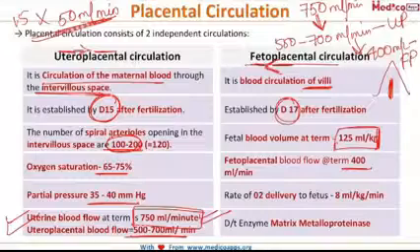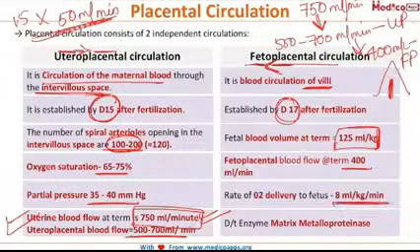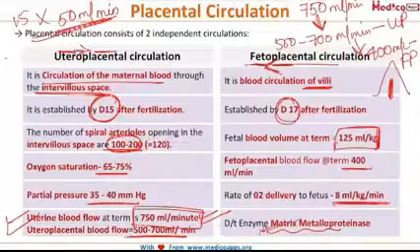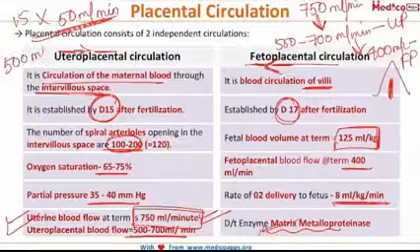Now the next important question is the rate of oxygen delivery to the fetus, and it is at the rate of 8 ml per kg per minute. And matrix metalloproteinases are involved in this fetoplacental circulation. Now we have one more question. What is the volume of blood in the mature placenta? And it is 500 ml.